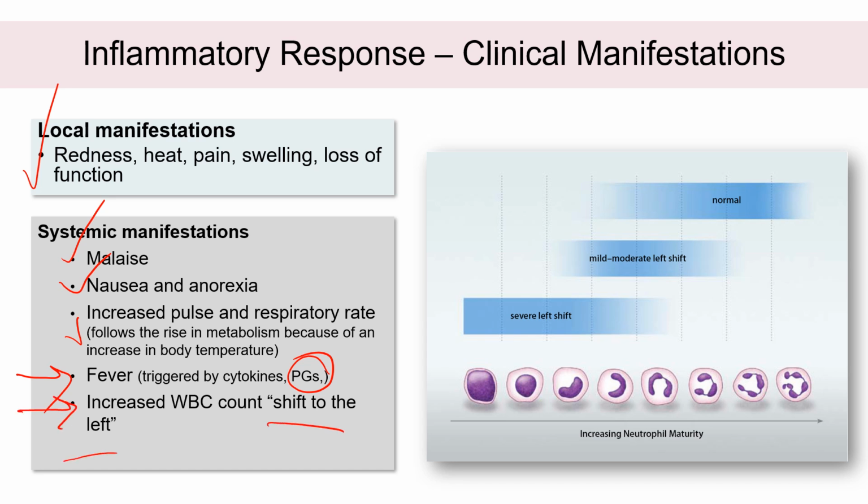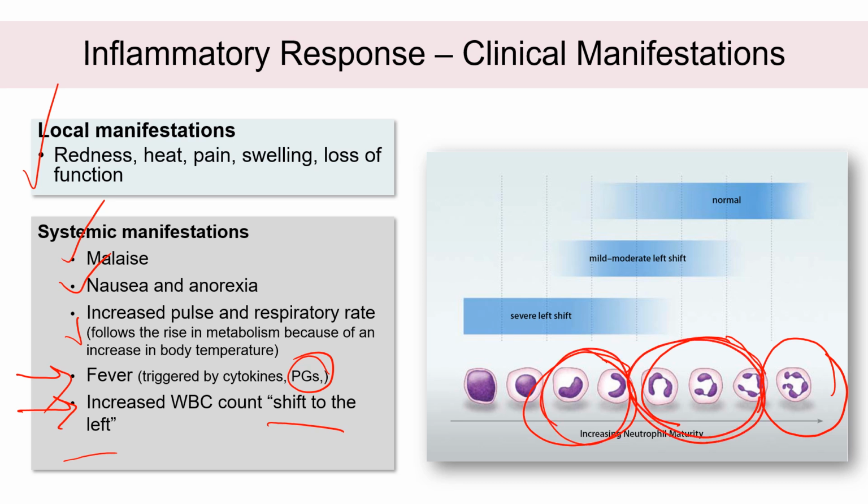So here is a nice little table that shows you what a shift to the left is. Here is a mature neutrophil. We call these segs because they're segmented, they're named after the way they look. And here we have bands. If we draw the patient's blood and the lab looks at it under the microscope, they're going to see lots of these immature neutrophils. So that means there's a shift to the left.